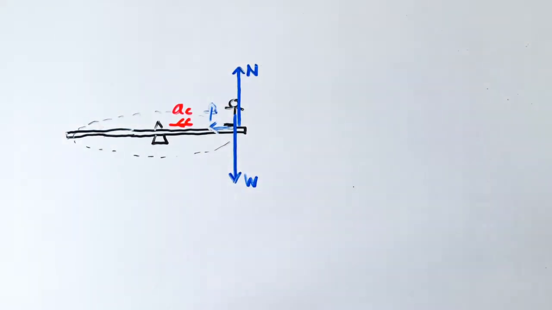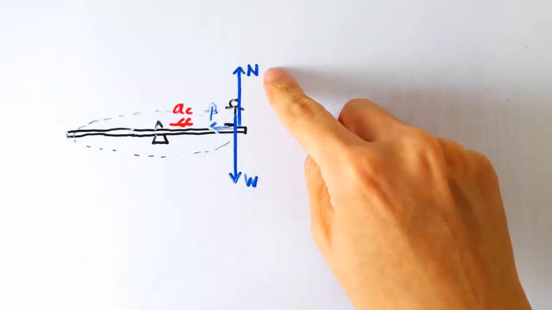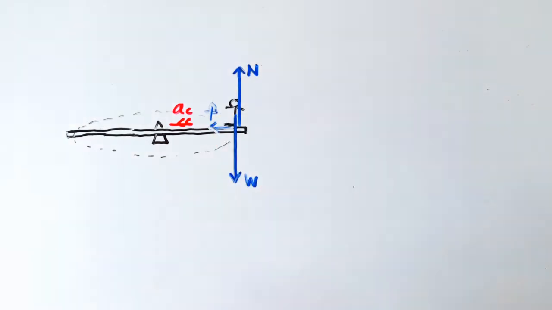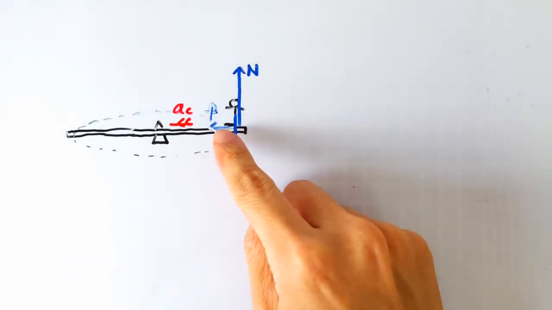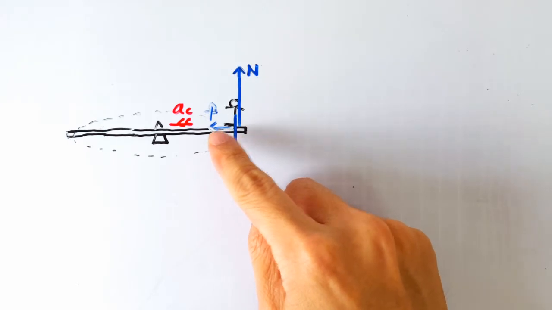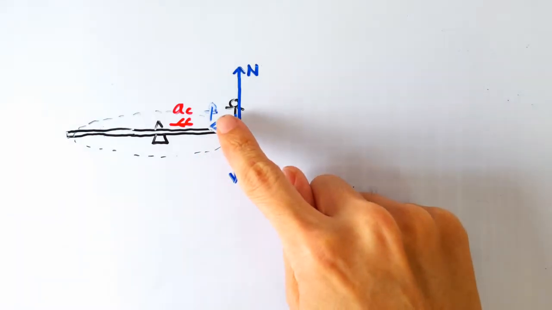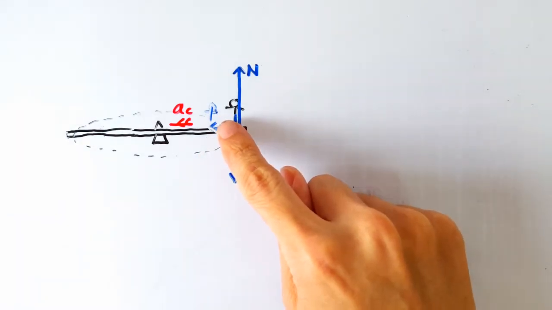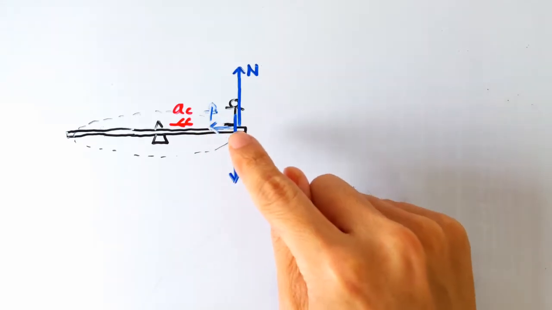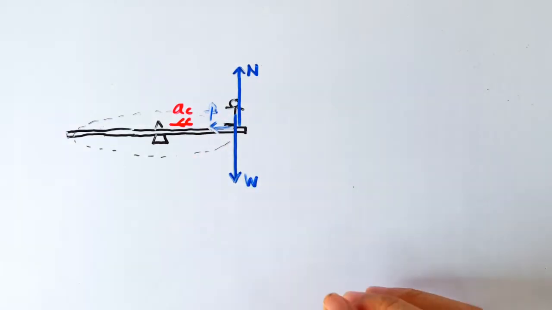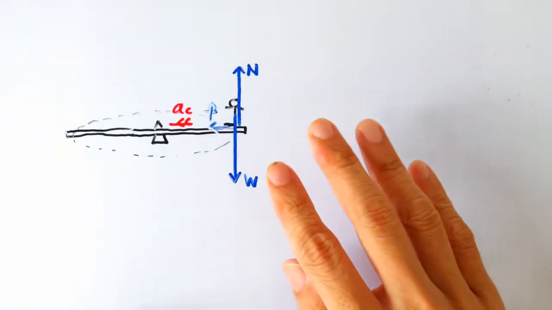So there are only three forces acting on the child: normal contact force, weight, and the frictional force. The frictional force is the only force in the centripetal direction. So the frictional force is the centripetal force. The centripetal force is the frictional force. They are the same force. Alright? There's no fourth force acting on the child.